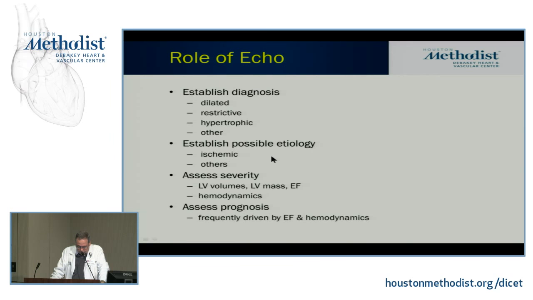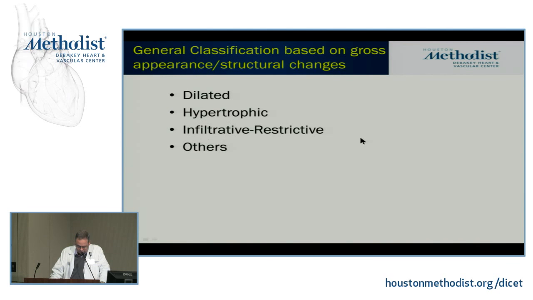Sometimes echo can give us some guidelines as to the possibility of etiologies. And very importantly, using volumes, using cardiac dilatation, RV function, hemodynamics, echo provides a lot of help in establishing the severity stage of a disease from a hemodynamic point of view, and of course, gives us a lot of clues towards prognosis in many of these illnesses.